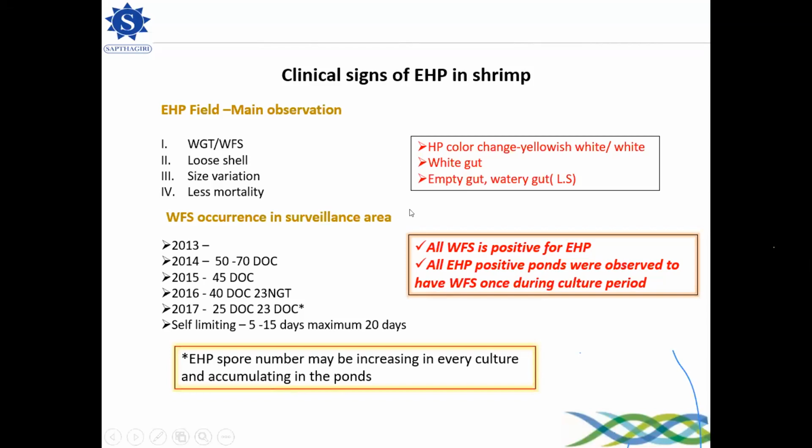In our studies, the main clinical symptoms of EHP are color change and shrinkage of the hepatopancreas, white gut, empty gut or watery gut, and loose cell. In our study and field observation, all the white fecal was tested positive for EHP, and all EHP positive ponds were observed to have white fecal occurrence during the culture period.